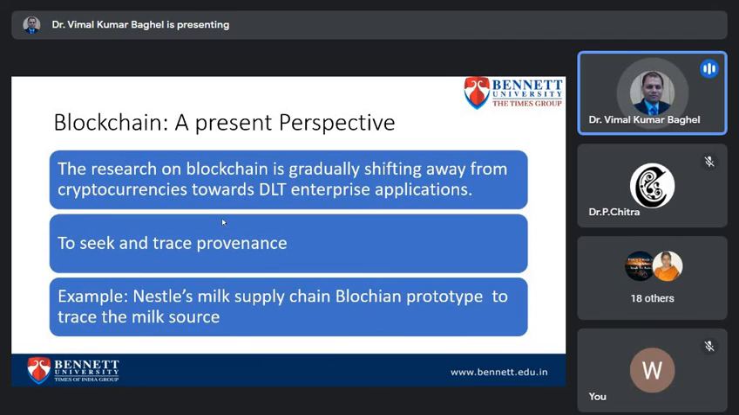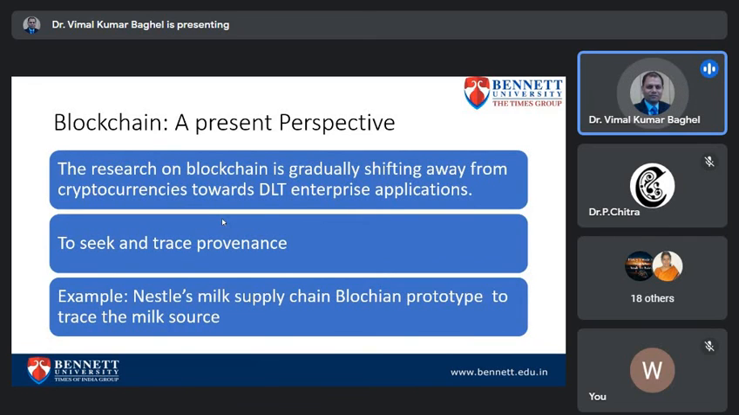And for example, I took the example of dairy. Nestle's milk supply chain blockchain prototype to trace the milk source. So how do you trust that the milk is fresh? Maybe the milk was produced 15 days back, then it is preserved in some warehouse, and then those preservatives are added, so there is a need of tracing or tracking all the actions and decisions that are done by the company. Okay, so the trust is only when you are taking that from a particular trusted source.